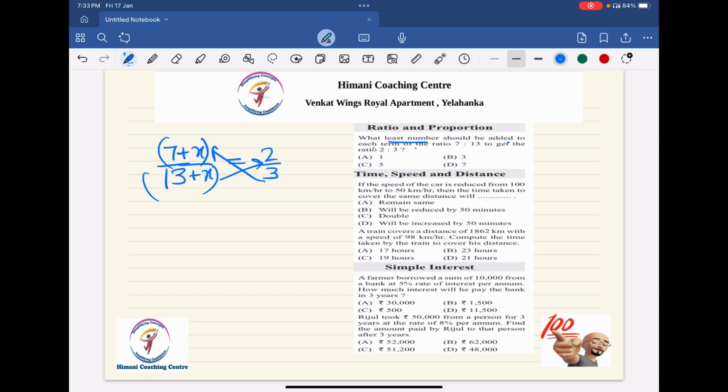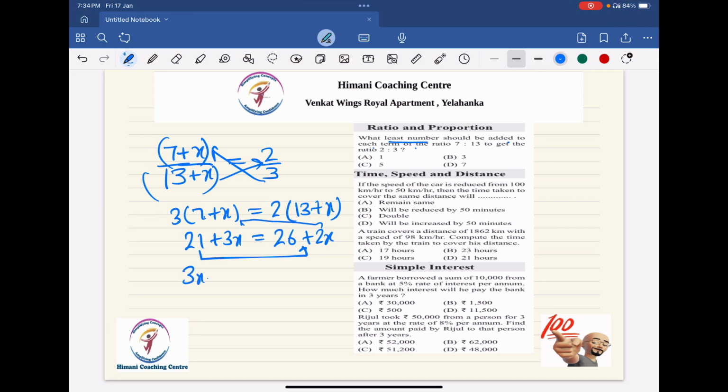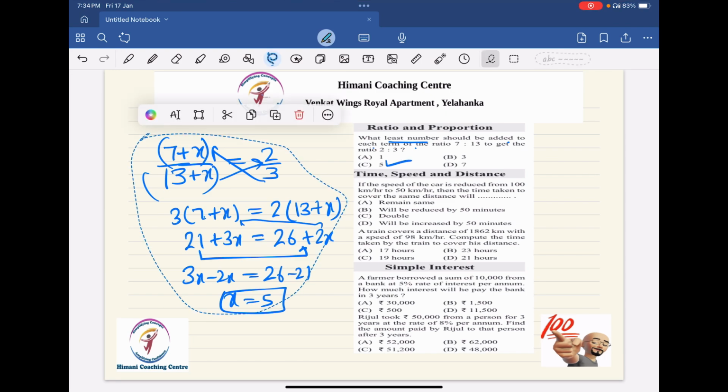Okay, let us again read the question. What least number should be added to each term of the ratio 7 is to 13 to get the ratio 2 is to 3? Now once we have done this, what is our role now? Cross multiplication. So 3 times 7 plus x equals 2 times 13 plus x. Now 3 times 7 is 21, 3 times x is 3x, 2 times 13 is 26, and 2x. Now bring numbers. So 21 goes to other side, becomes minus 21. 2x comes here, becomes minus x. So 3x minus 2x equals 26 minus 21, or x equals 5, and that is our answer. Okay, kids. So this is how we do these kind of questions.